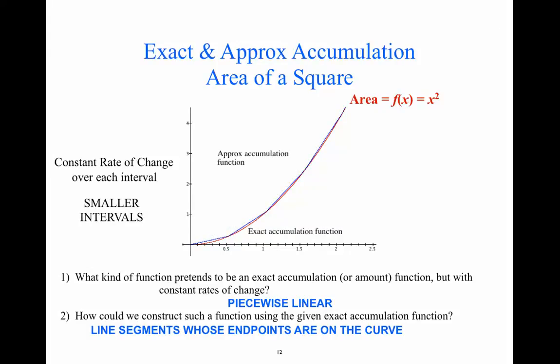What happens with smaller intervals? So here's smaller intervals. Here's 0.5. What just happened to the approximate accumulation function? Got better, right? It's looking a lot like the exact accumulation function. See that? Same principle that we've seen before. Smaller intervals means better approximation. Constant rate of change. A different constant rate of change on each interval.